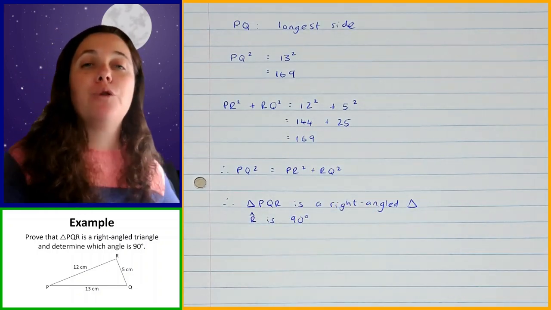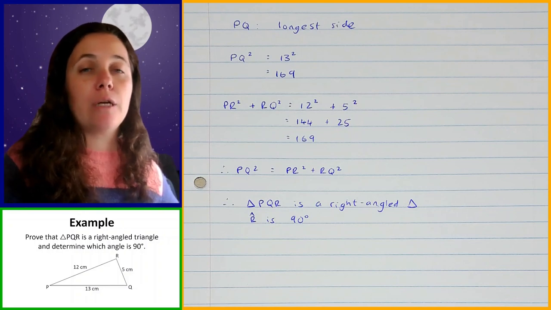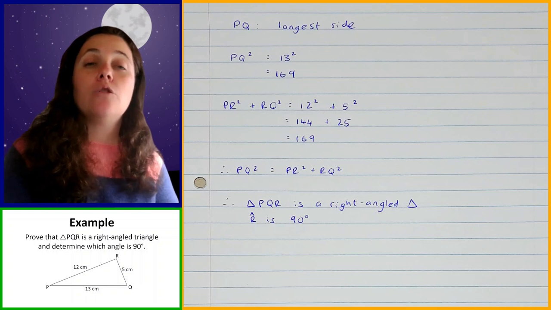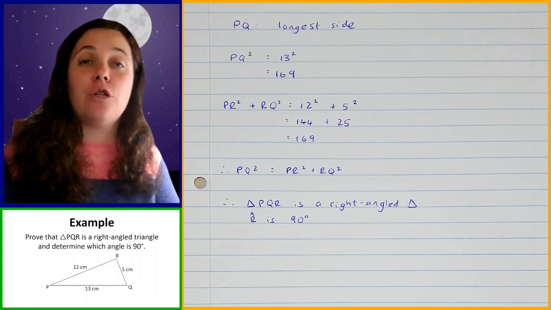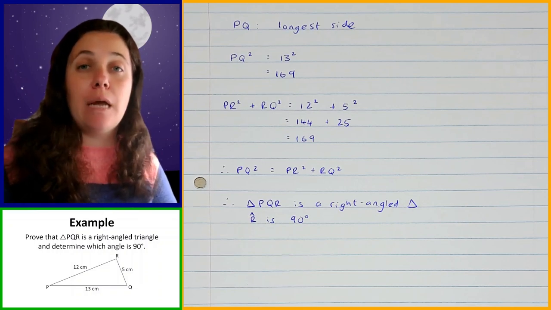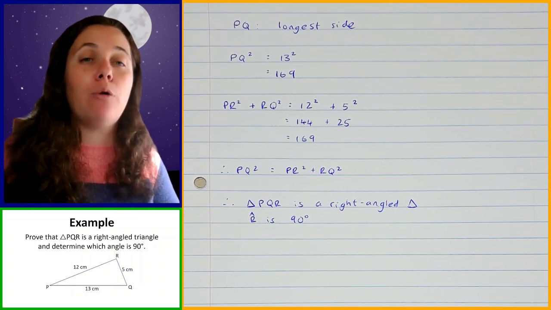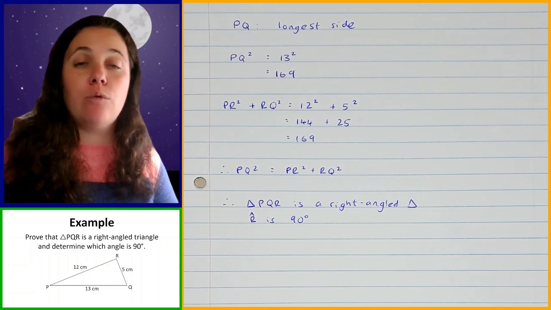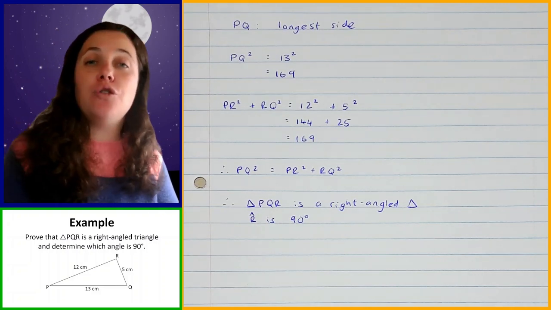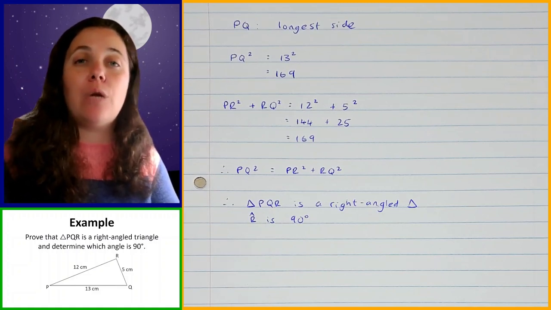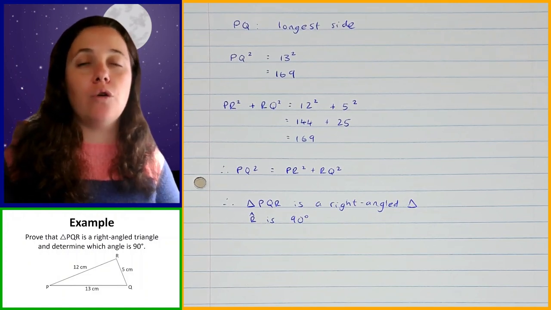So in order to prove that a triangle is a right angle triangle, we use Pythagoras' theorem and we try to find out if it is valid for the triangle that we're looking at. So we take the triangle, we find the longest side because we need to know which side would be the hypotenuse if it is a right angle triangle, and we square it and find out what that's equal to. Then we take the other two sides that wouldn't be the hypotenuse, square them and add them together, and we see if we get the same result as when we squared the hypotenuse or the longest side.